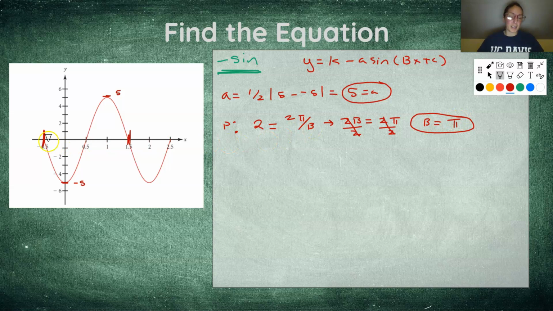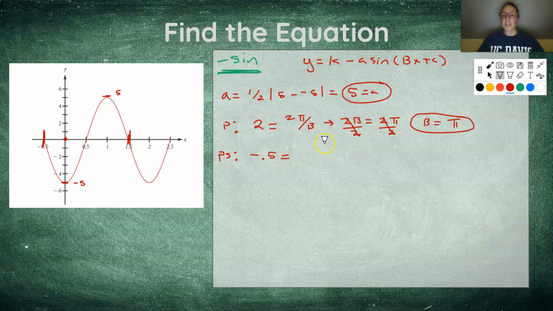And we do have a c this time, right? Because sine is supposed to start at x value 0, but this graph doesn't. This graph starts at x value -1/2. So my phase shift is -1/2.